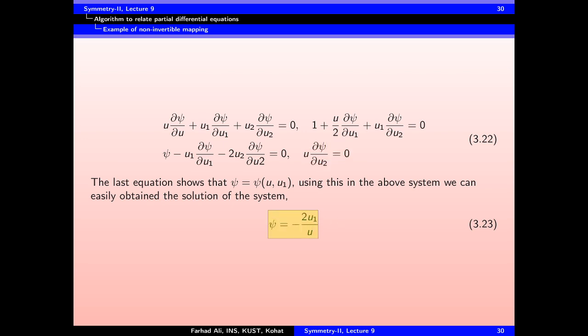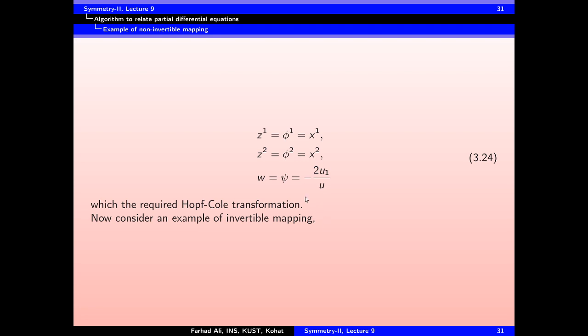Students are advised to put in a little effort here. Put this function as only a function of u and u1. So this term is 0. This term is 0. This term is 0. So you are left with two terms here, two terms here, and two terms here, and from that you can easily find that psi is in fact this function. So now we succeed in finding a mapping between the target and the given system. This is the mapping which is called the Hopf-Cole transformation. So why did we find it?